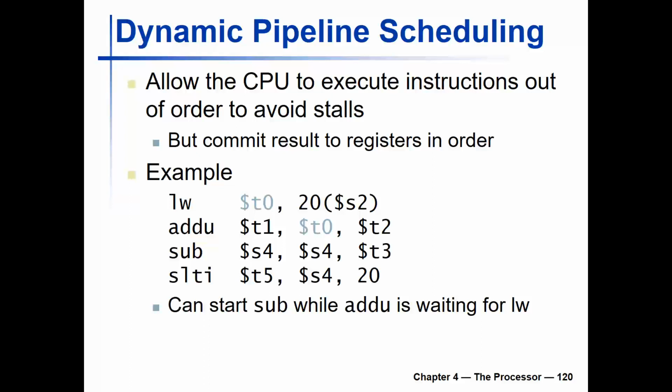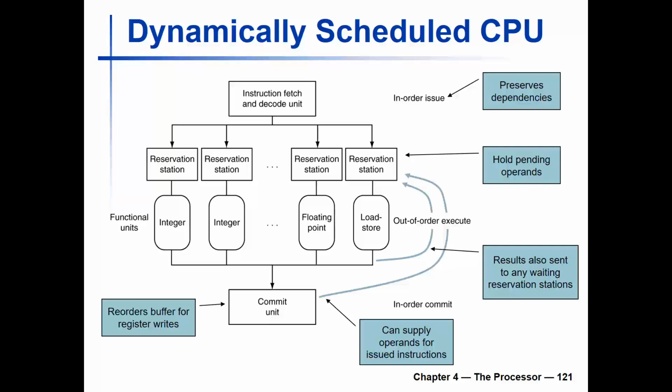The CPU can execute things out of order, but we have to be careful to preserve the dependencies between instructions. So for example, we can start executing the sub before this because there are no dependencies between these two. And here is a block diagram of one of these dynamic CPUs.